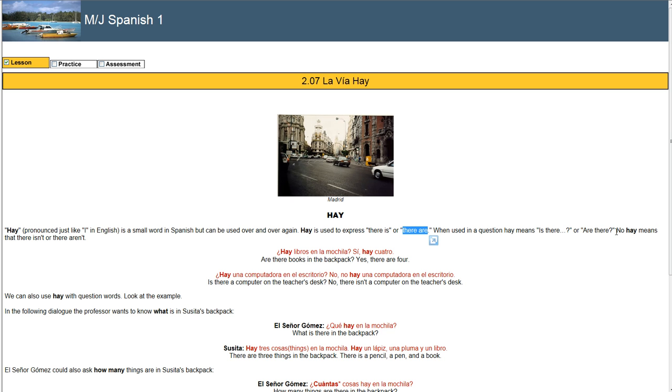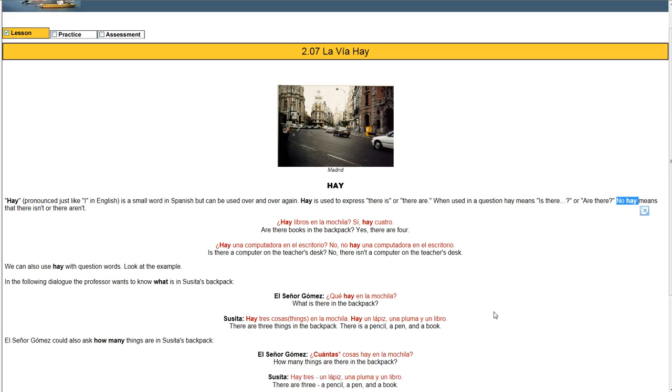And if there isn't something, then you'd put no in front of the verb. So for example, hay libros en la mochila. Are there books in the backpack? Sí, hay cuatro. Yes, there are four. So those are some ways that you can use the verb hay.